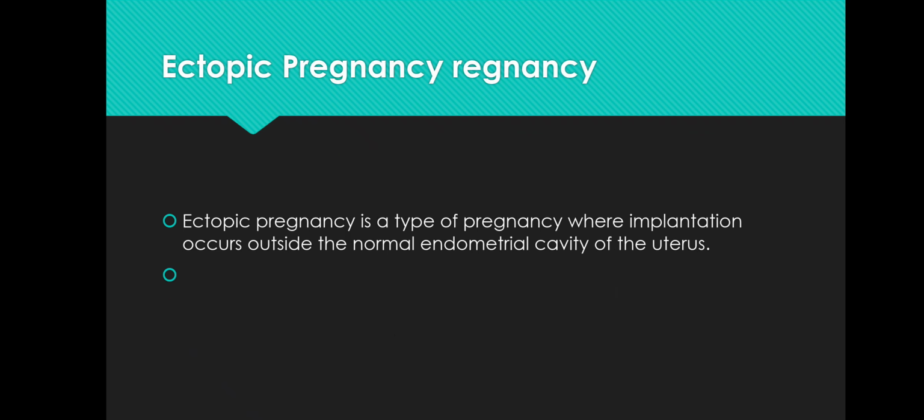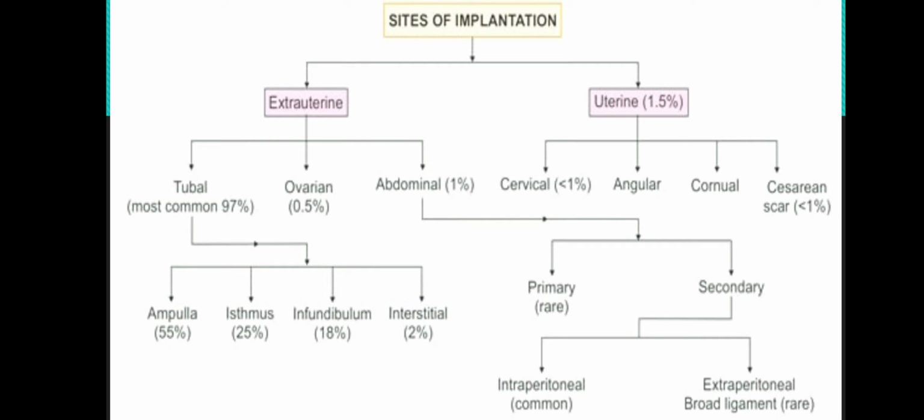Now, what is ectopic pregnancy? Ectopic pregnancy is simply a type of pregnancy where implantation occurs outside the endometrium of the uterus. When a pregnancy occurs outside the endometrium of the uterus, then it is ectopic. So it therefore means that sites of implantation can either be uterine or extrauterine. That is how we classify sites of implantation.